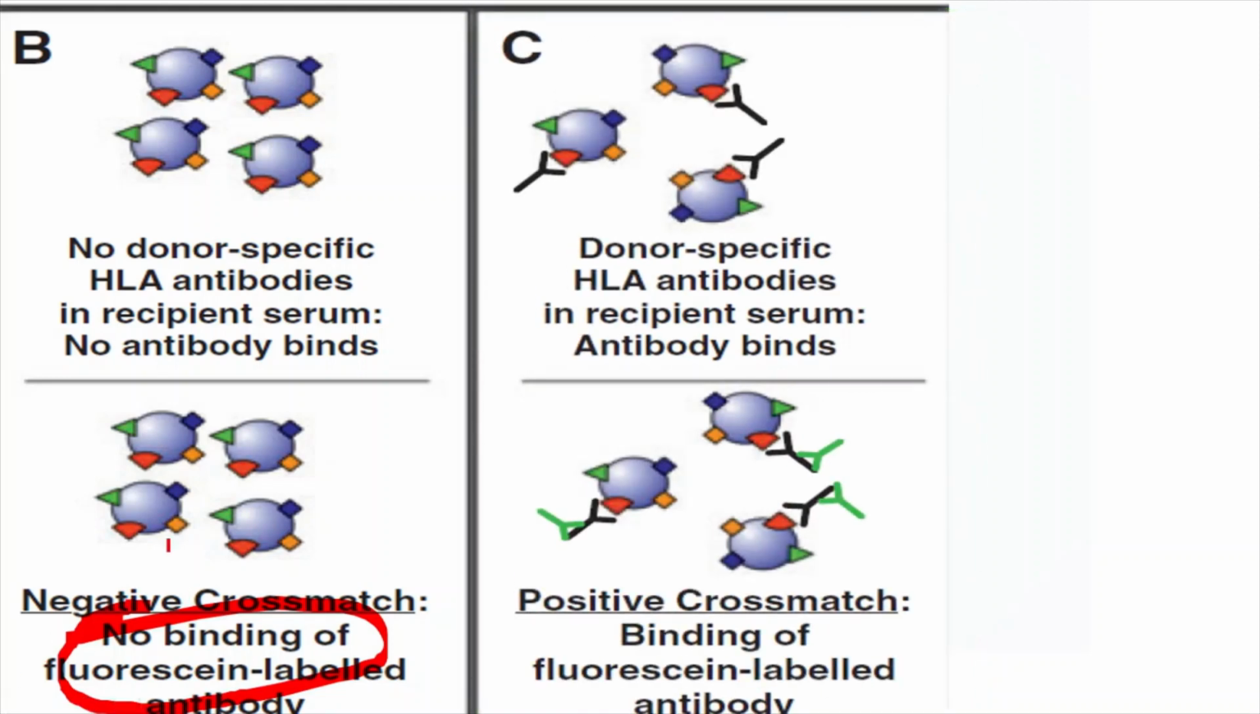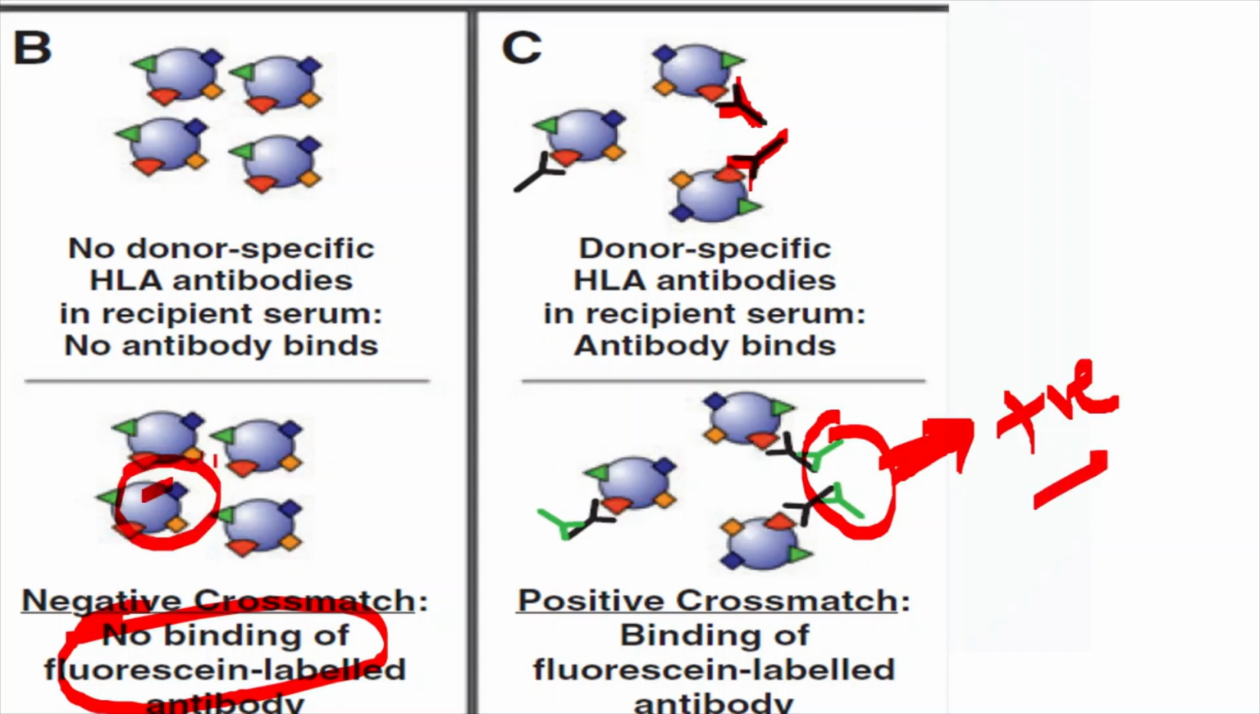For example, if there are antibodies against HLA that will bind with the recipient lymphocytes, now if we add a fluorescent labeled antibody, this will react. So we can detect this as a fluorescent labeled antibody by changing the color or by some interpretation. We can detect it as positive. So this can be positive, this can be negative. Nothing but we are detecting the HLA antibody.